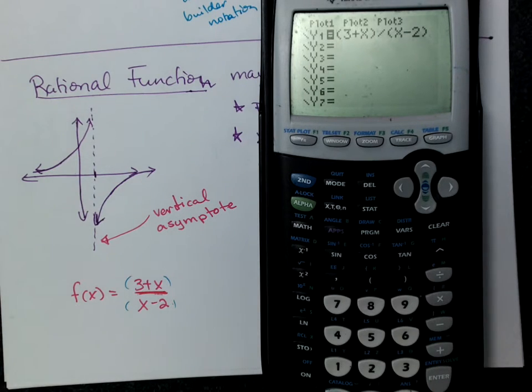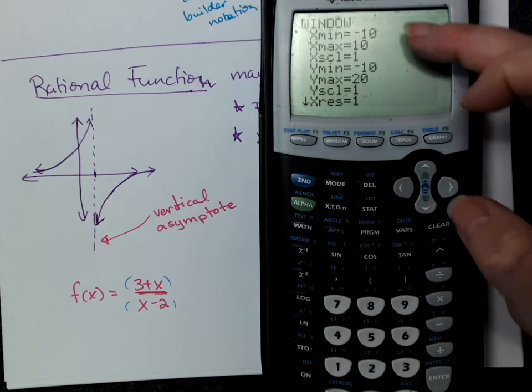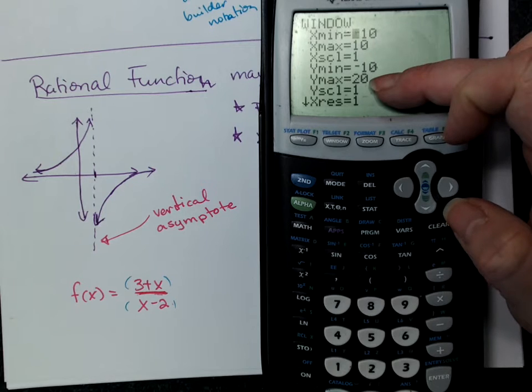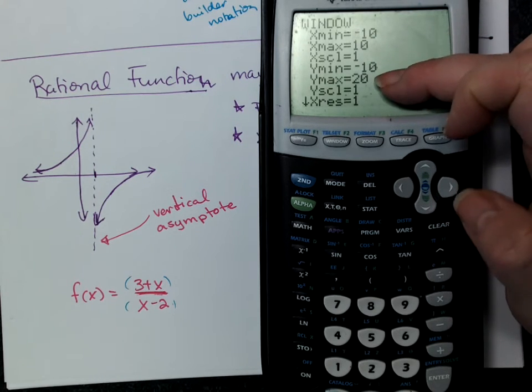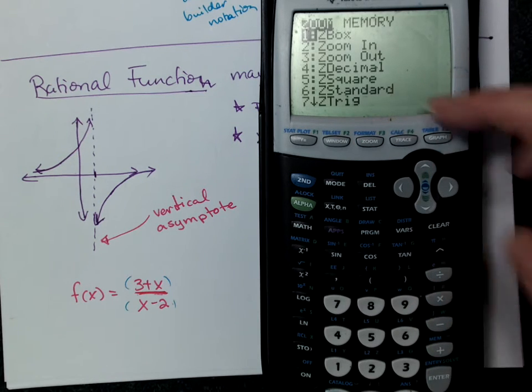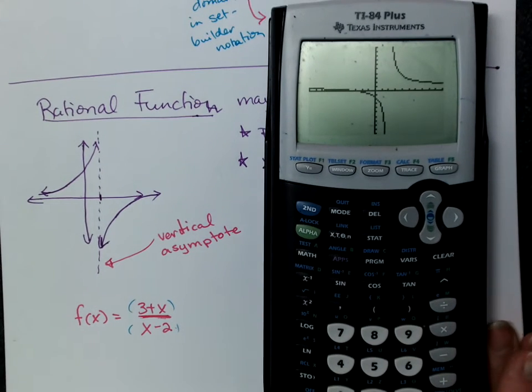Now, make sure your window is standard. So go to window and make sure it's negative 10, 10, negative 10, 10. Mine's not standard right now. If it's not standard, then go to zoom and choose number 6, but don't push enter, just push 6. And that'll give you the standard grid and graph your function.